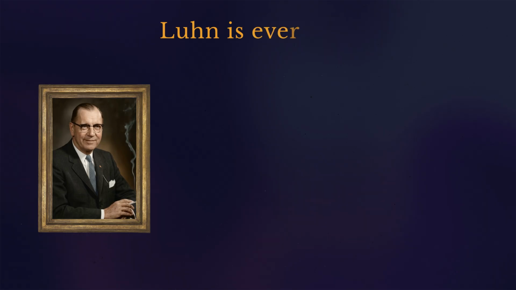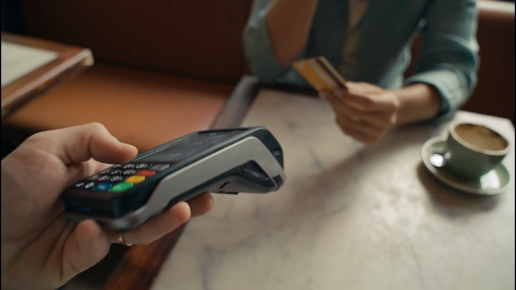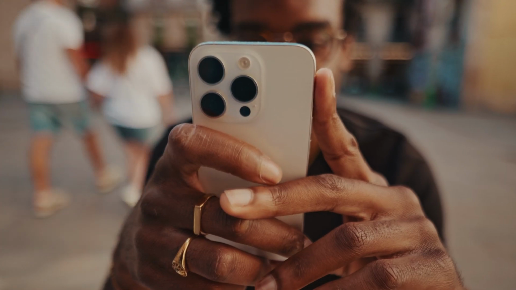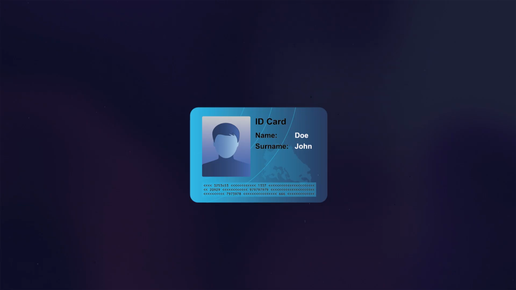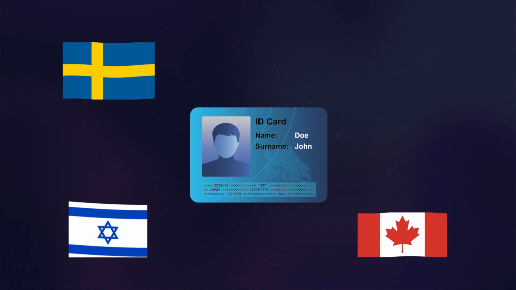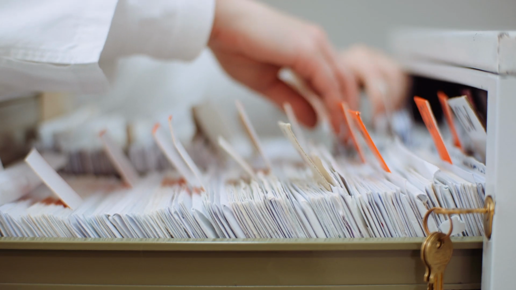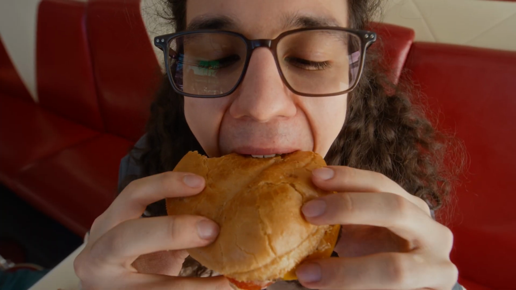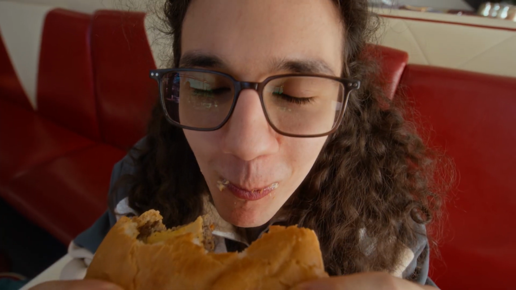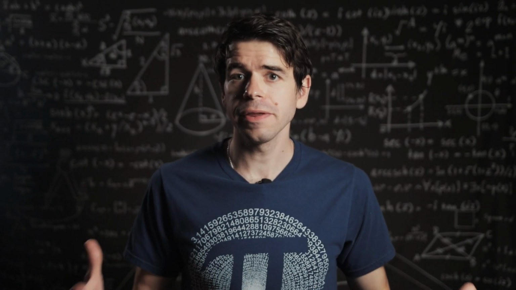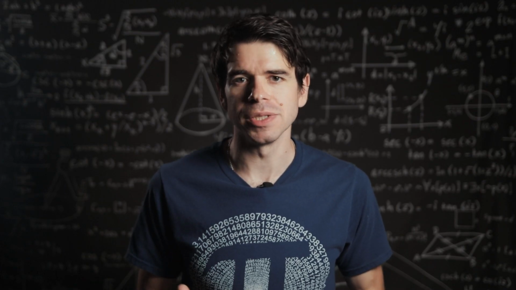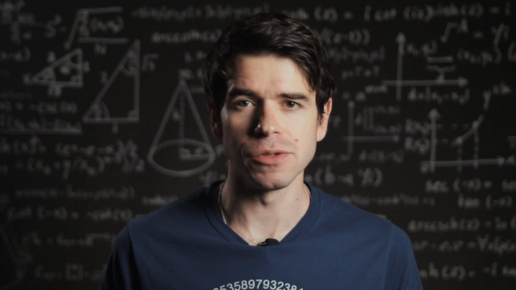The list of places Luhn now runs is enormous. Global payment networks, IMEI numbers on every mobile phone, SIM cards, national ID numbers in Canada, Israel, Sweden and South Africa, United States national provider identifier numbers, the survey codes at the bottom of McDonald's receipts and many others. And yet, for all that reach, Luhn doesn't do one thing most people assume it does. It was never about security.